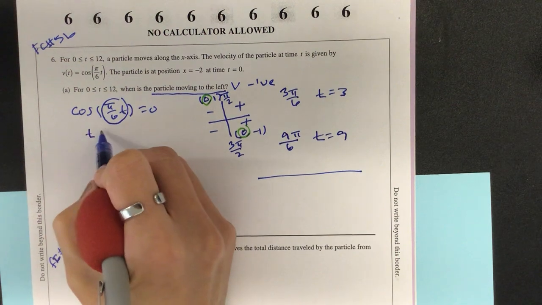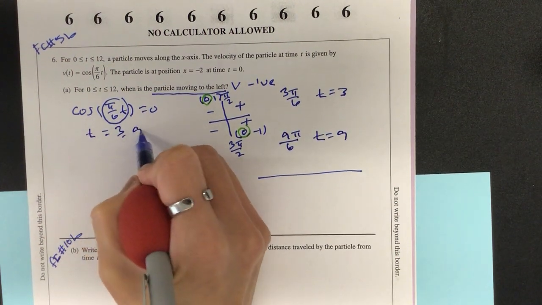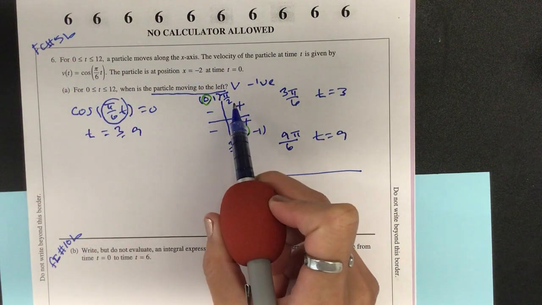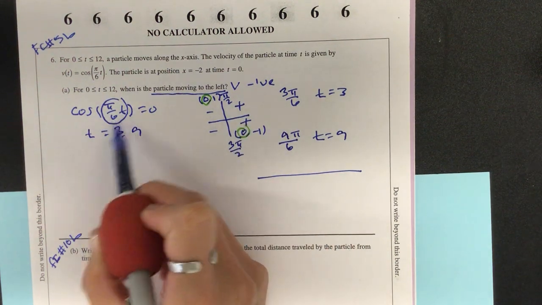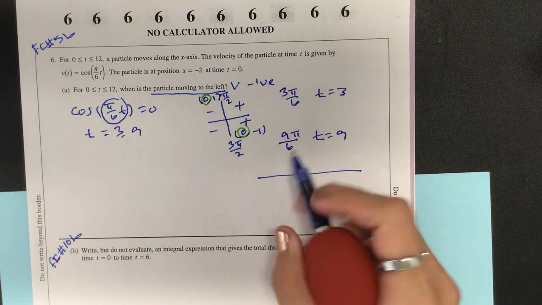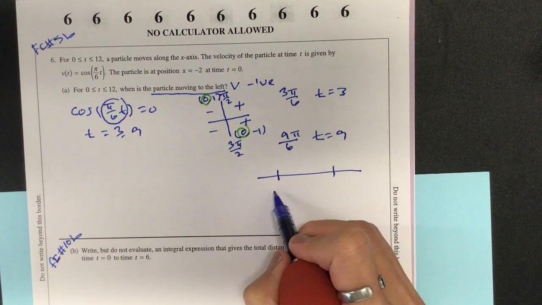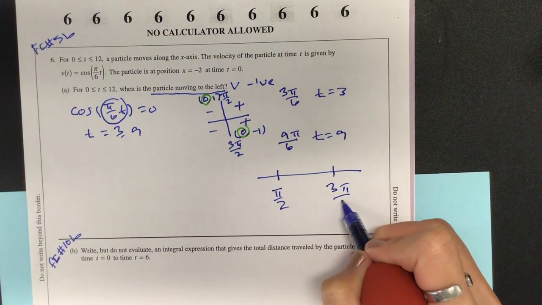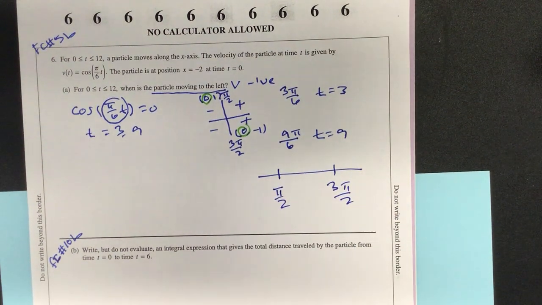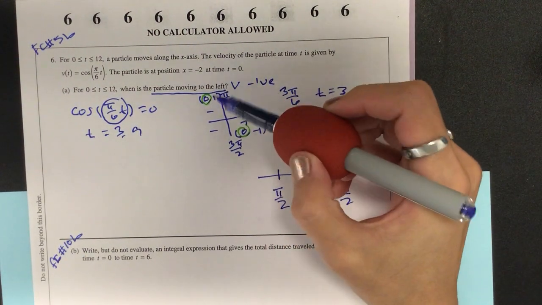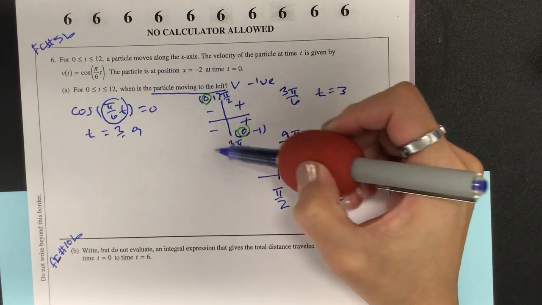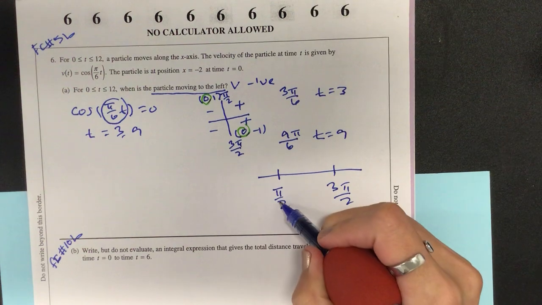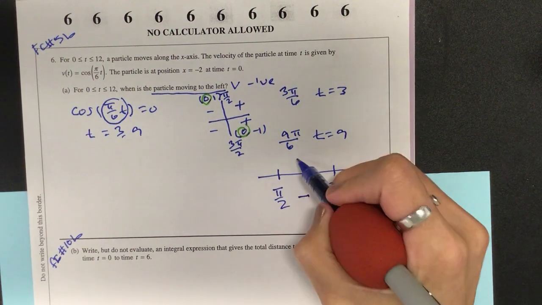So we know our two t values are at 3 and 9, meaning when I plug 3 into my argument, it gives me π/2, and when I plug 9 into my argument, it gives me 3π/2. Even if I put in a number line, although we don't really need it, according to my circle graph, from π/2 to 3π/2 I have negative. Yep. From π/2 to 3π/2 it is negative, so we're going left.